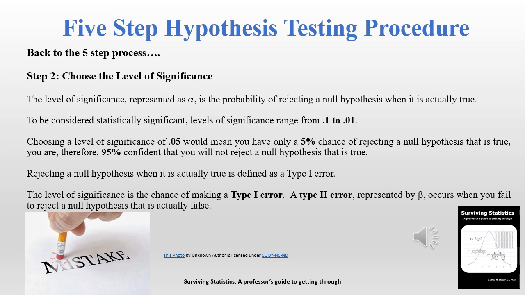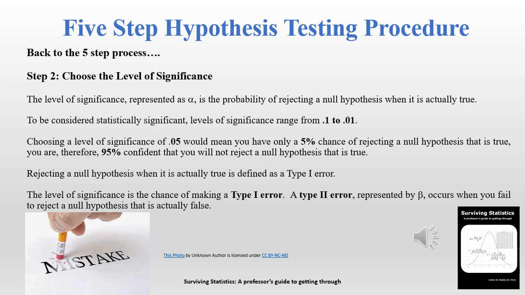so let's get back to the next step. Step 2 is to choose the level of significance. The level of significance is represented with alpha, and it is the probability of rejecting a null hypothesis when it's actually true. So to be considered statistically significant, the levels of significance that we use range from 0.1 to 0.01. Now, for example, choosing a level of significance of 0.05 would mean that we have only a 5% chance of rejecting a null hypothesis that is true. Therefore, we could essentially be 95% confident that we will not reject a null hypothesis that is true.